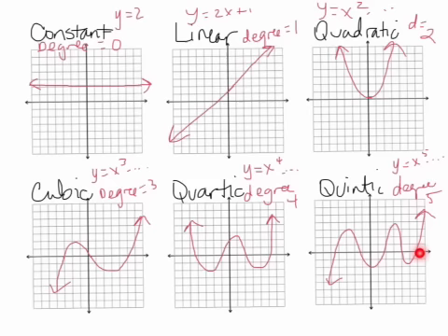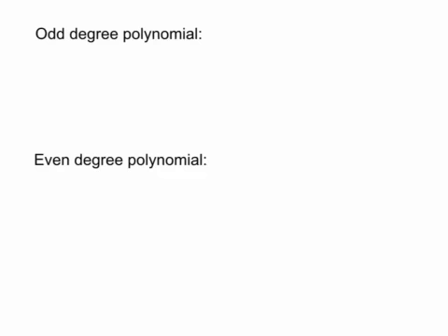The other thing is all the odd degrees, so 1, 3, and 5, they go in opposite directions, right? One side goes towards negative infinity, and the other side goes towards positive infinity. That's important to notice. Whereas the evens, 2 and 4, they both go the same way. So these both go to positive infinity, these both go to positive infinity. That's another thing to pay attention to. So let's write that out.